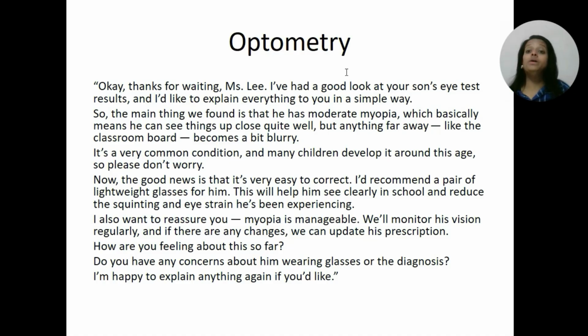And when it comes to my pronunciation, I did not use any complex words except the term myopia, which I have explained immediately, right? And I have used very short, manageable sentences, which would be easy for the examiner to understand.